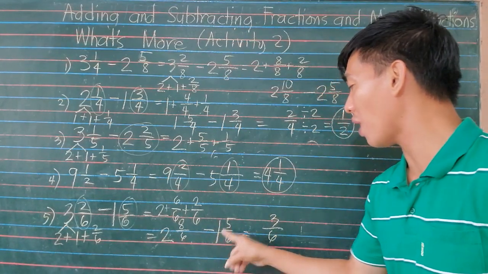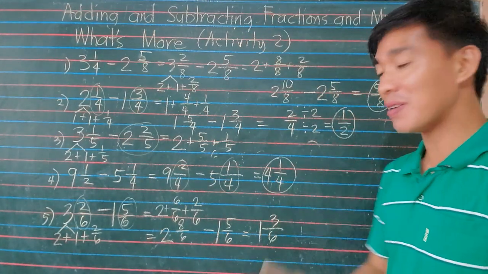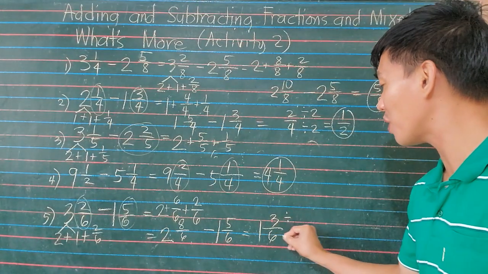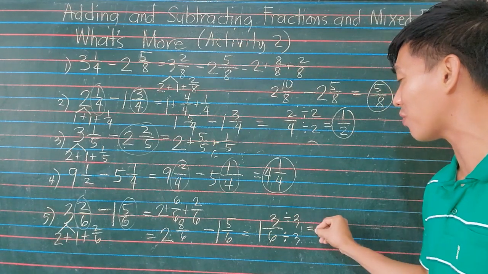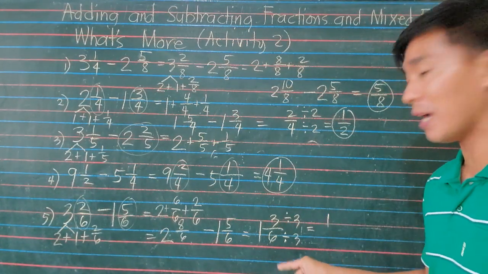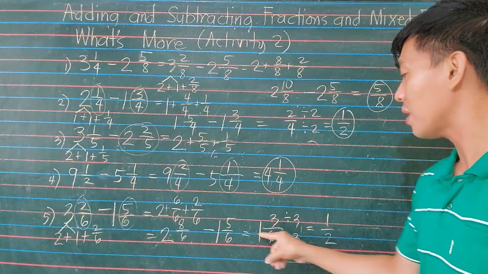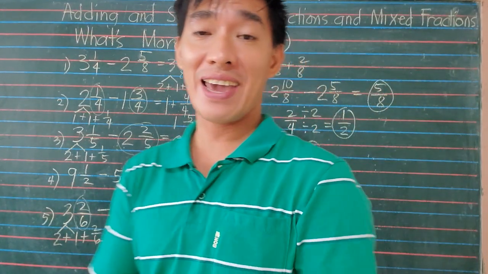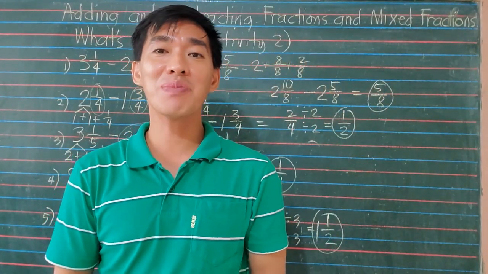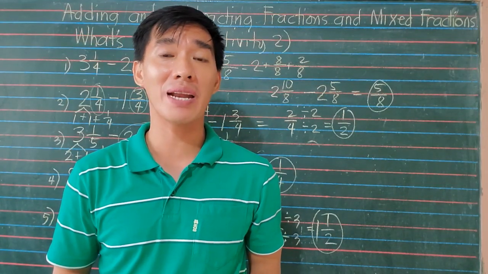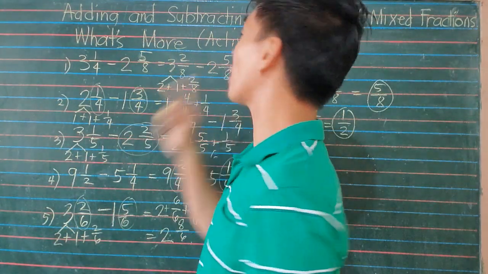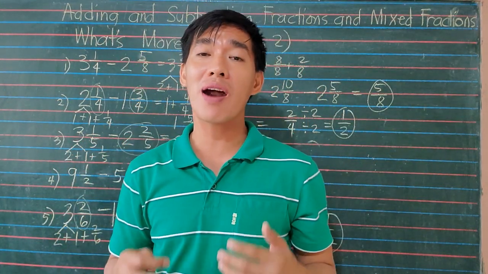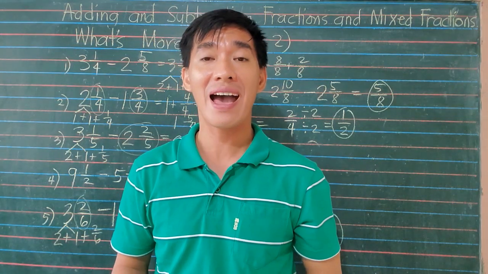Then 2 minus 1 is 1. However, this 3/6 is not yet in the simplest form because both the numerator and denominator can be divided by 3. So 3 divided by 3 is 1. And 6 divided by 3 is 2. Then copy 1. So our final answer is 1 and 1/2. That will be all our activity for lesson number 1 up to lesson number 5 in adding and subtracting fractions and mixed fractions. So I think this time you are now very ready for your assessment.